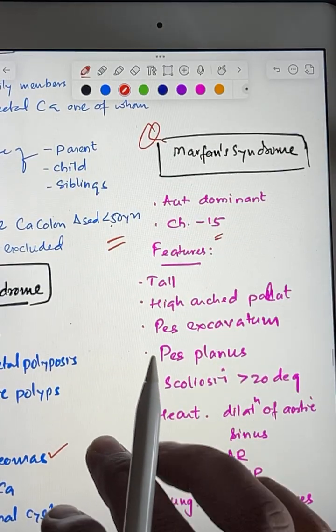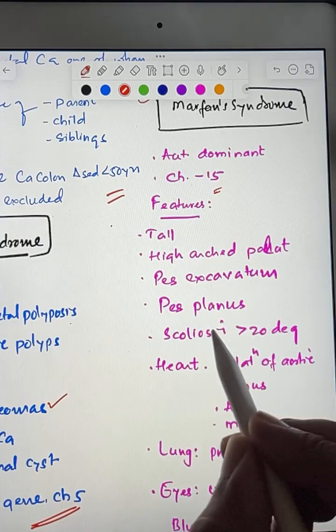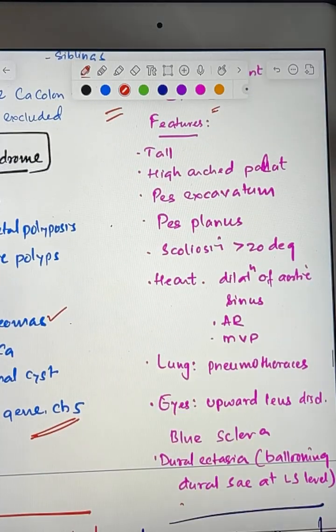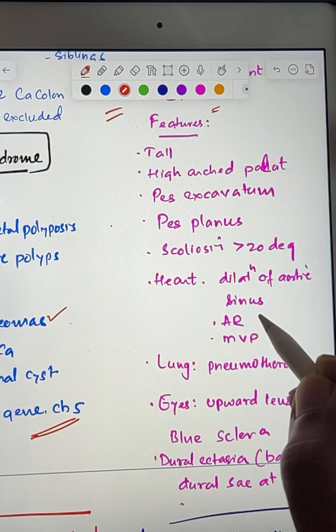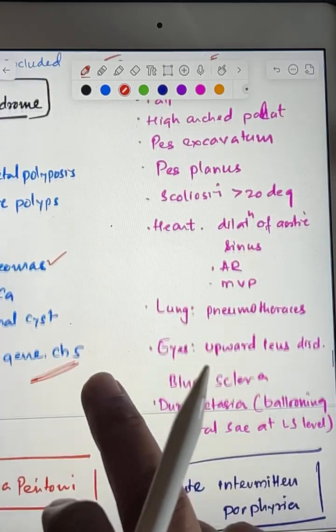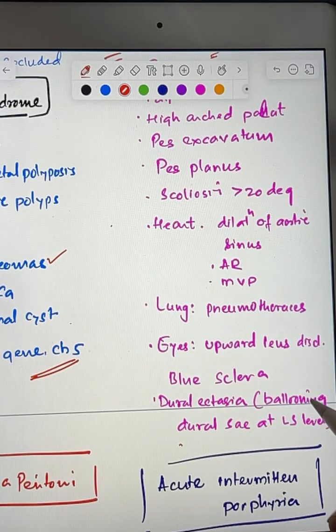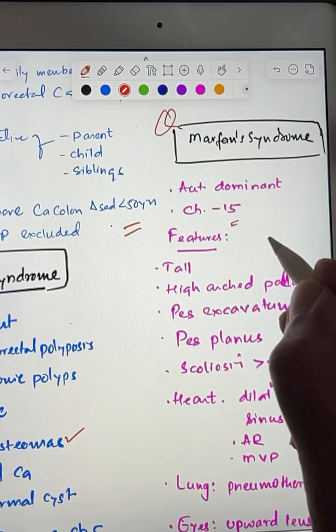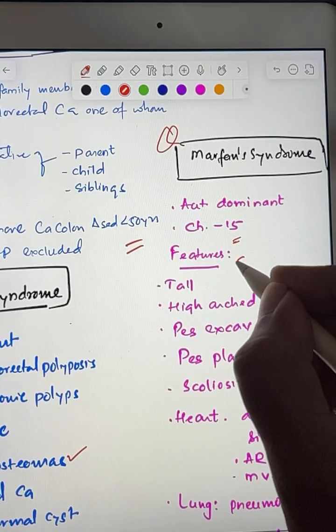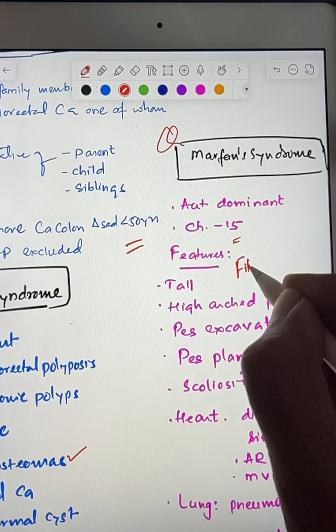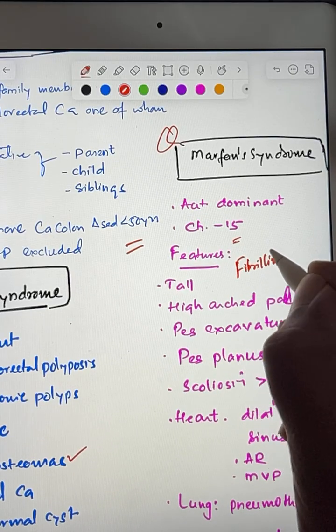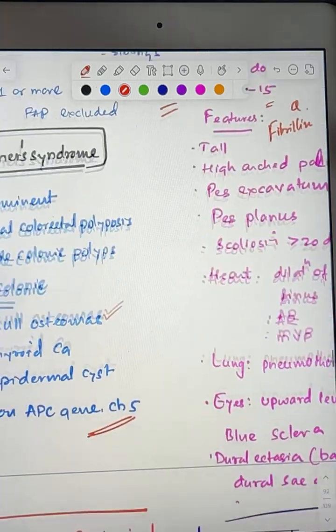Features: tall, high arched palate, pectus, dilatation of the aorta, lung, eyes with upward lens dislocation, blue sclera, fibrillin. In this fibrillin, the question regarding this is asked.